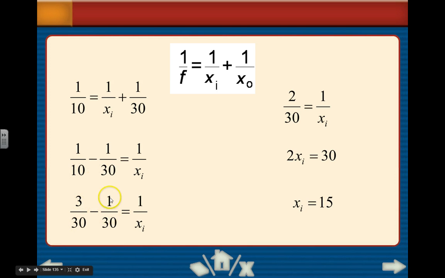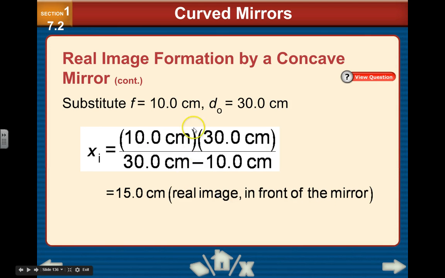3 over 30 minus 1 over 30 is 1 over xi. So 3 minus 1 is 2. 2 over 30 is 1 over xi. Cross multiply: 2 over xi is equal to 30, and divide by 2, and you get xi is equal to 15. 15 centimeters then. So now we have 15 centimeters. They solved it by manipulating it first and substituting in. They also get 15 centimeters.